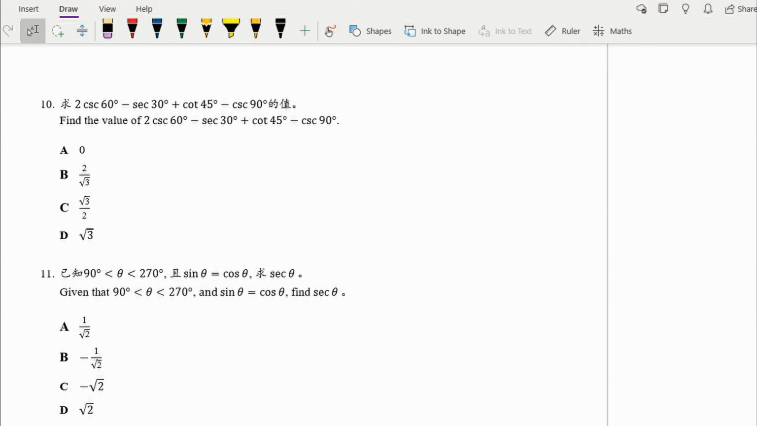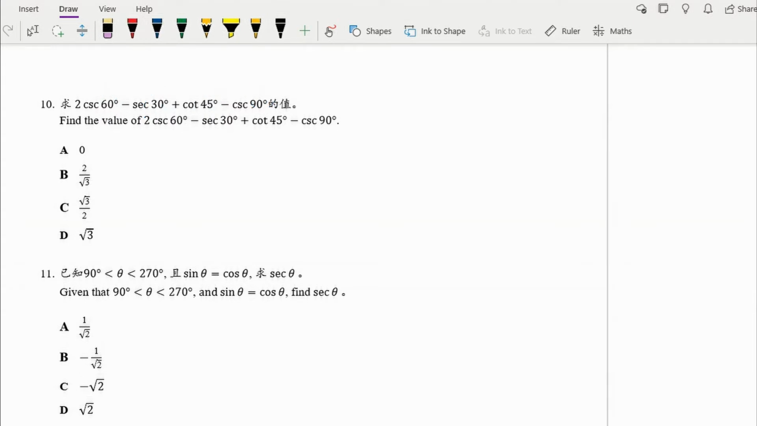Question 10 is a triangle question. It's actually your Form 5 chapter 5. And for this kind of question, you can directly plug in your calculator. Just type 1 over sine for cosecant, 1 over cos for secant, 1 over tangent for cotangent. But as you can see for this question, all the angles here are common angles, isn't it?